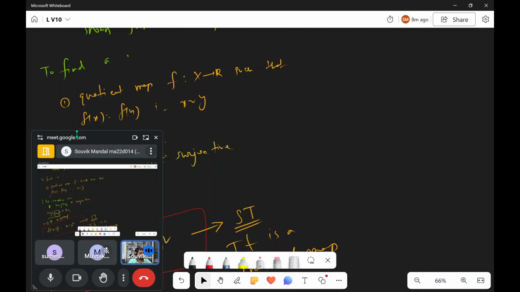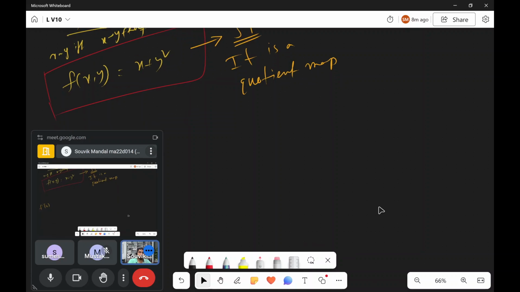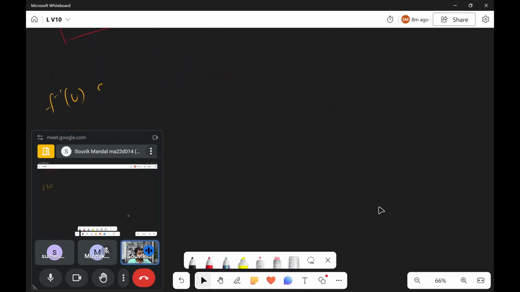Let me write it down. That is, if f inverse of U is open, then this implies U is open. This is to be shown now. This is the only thing that remains that we need to prove. Correct? Do you understand my point?